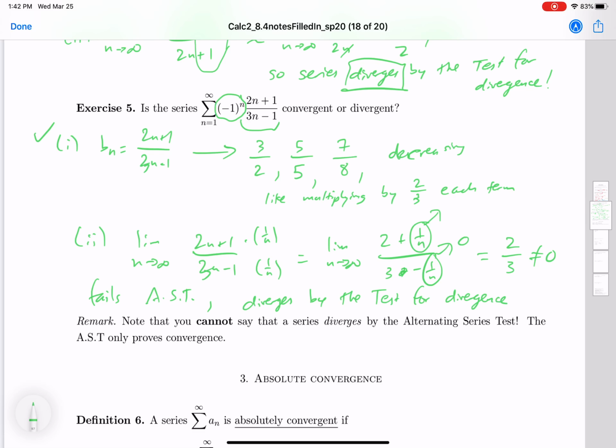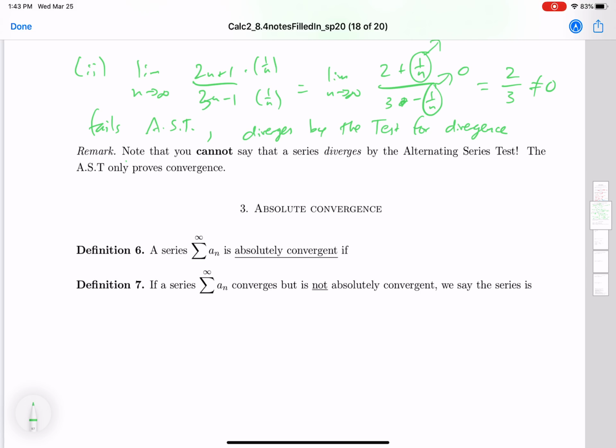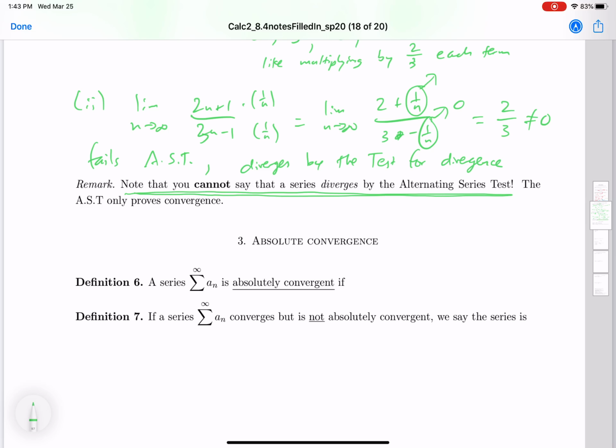Because the test for divergence says if your sequence is not going to 0, then you're definitely diverging. And the big remark here is you cannot say something diverges by the alternating series test. It only proves convergence. Typically, if you're failing the alternating series test, it's common that you are also going to diverge by the test for divergence. So that's often the one we used, but not all the time.